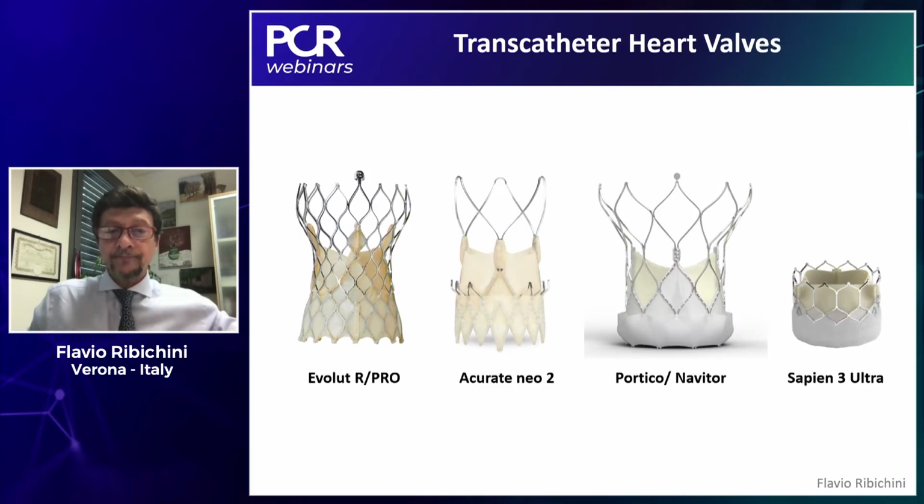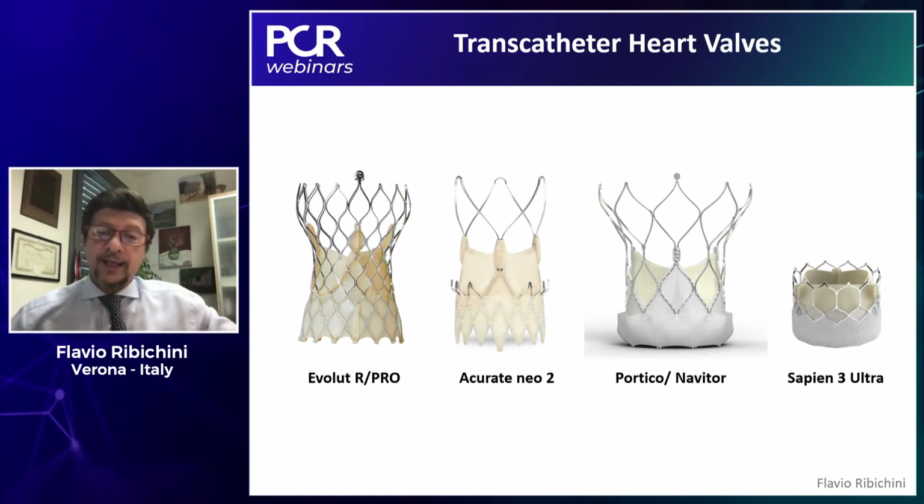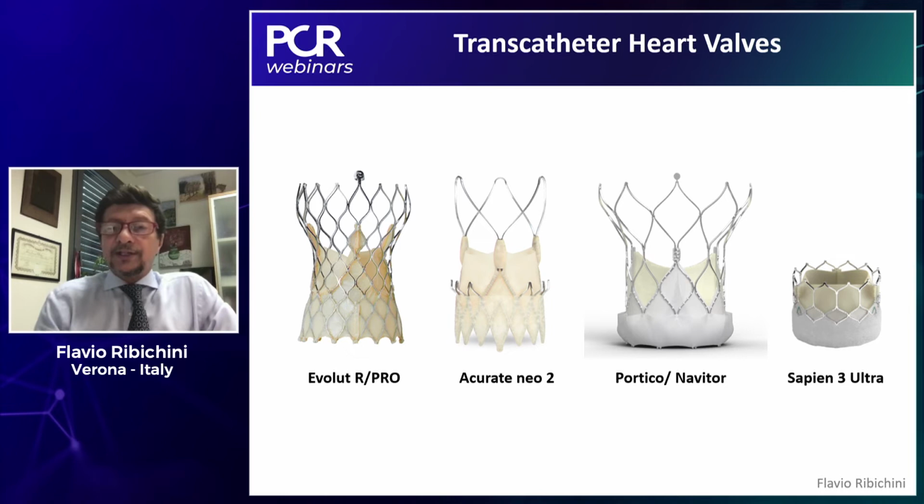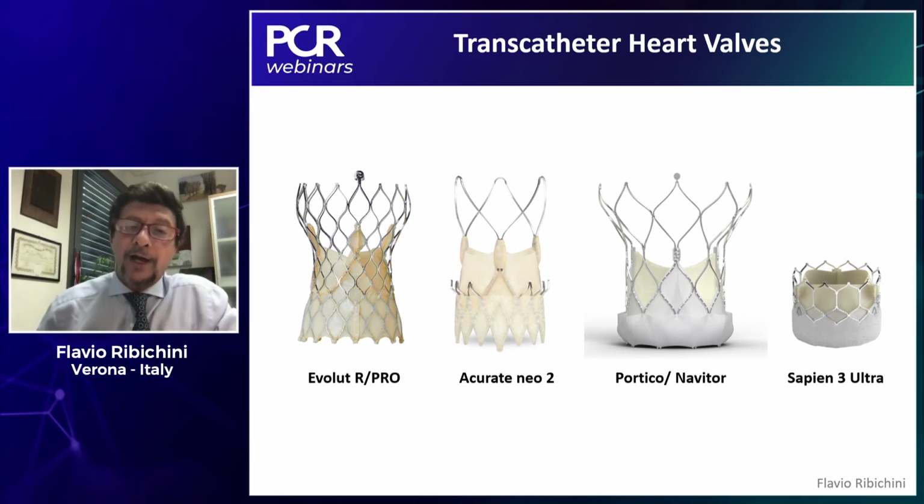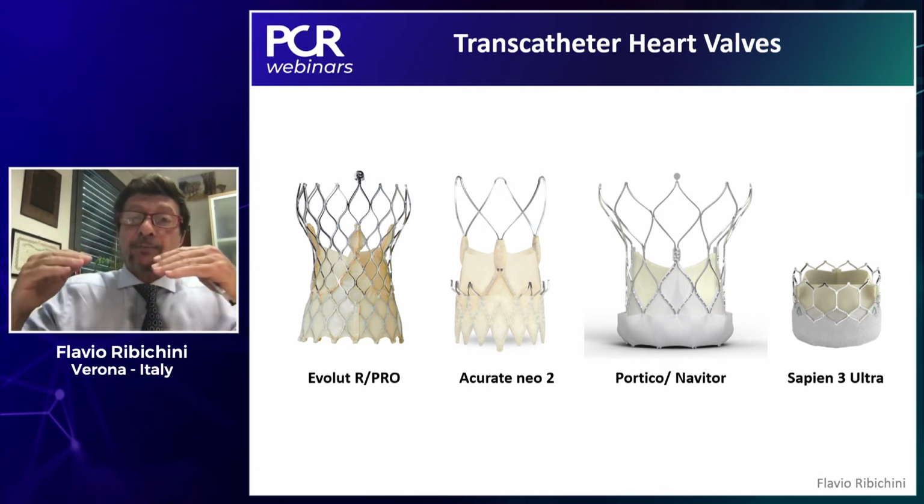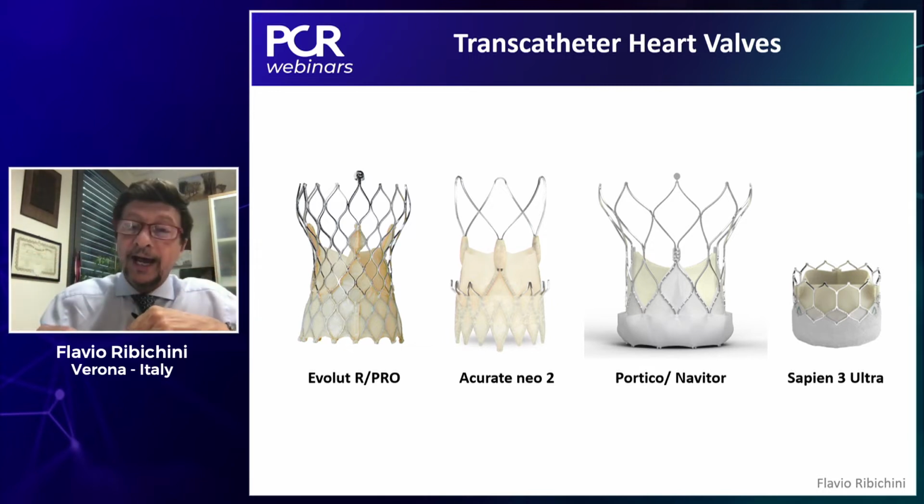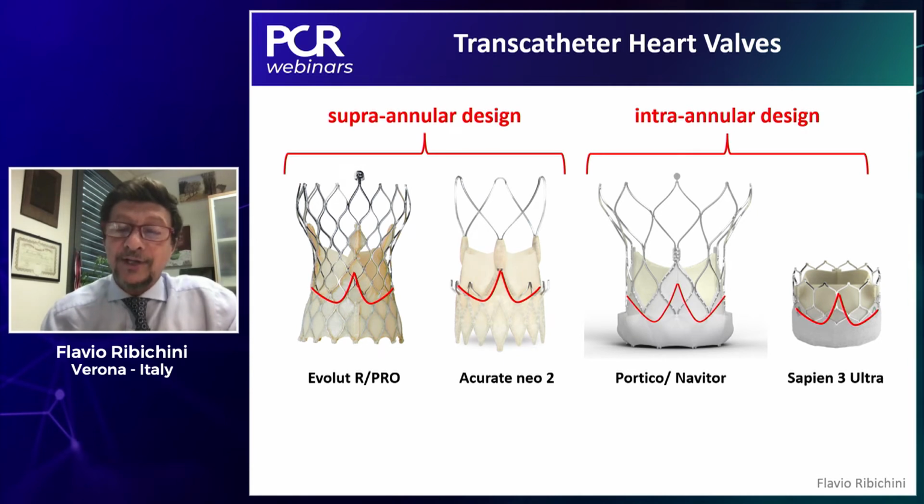Next one. And this is a demonstration of all different types. Please click on it so you will see the difference between intra-annular and supra-annular. Of course, the supra-annular have more tissue getting close to the ostia of the coronaries and are a little bit more demanding, while the Portico and the Sapien are intra-annular. So the leaflets of the prosthetic valve are lower, and that means that the possibility of staying in front of the coronary ostia is less likely.